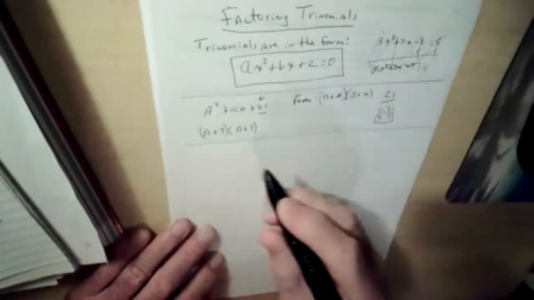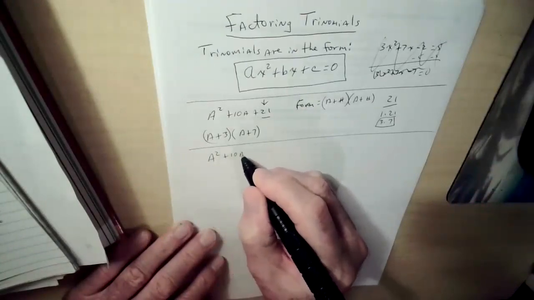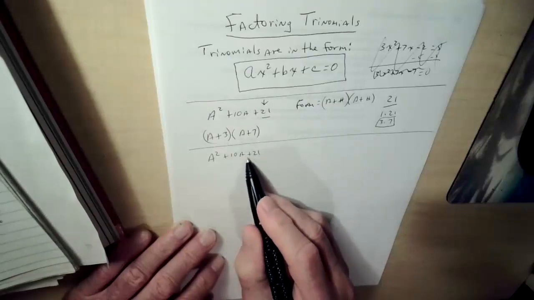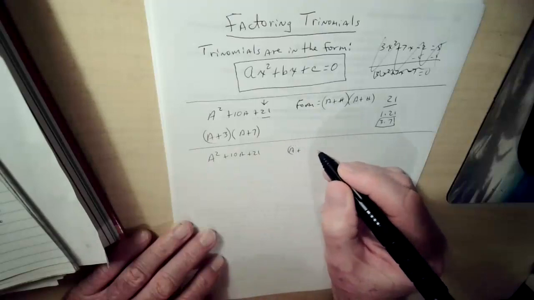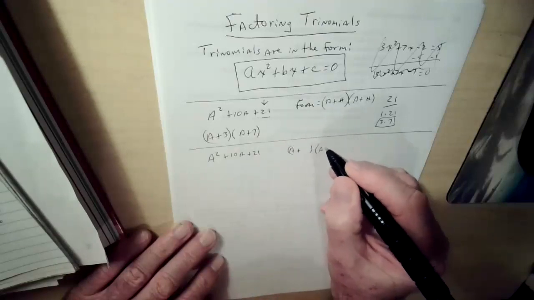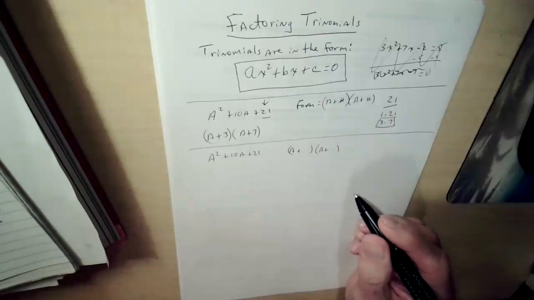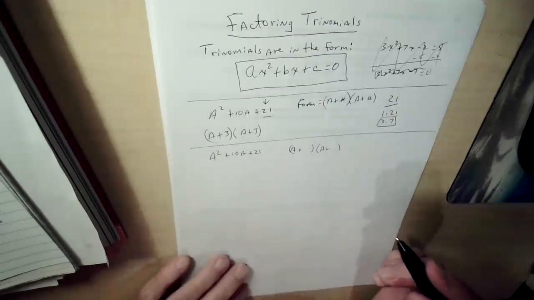Let me do this over again. If we have a squared plus 10a plus 21, everything in here is positive, so it's going to be a plus something and a plus something. Okay, that's the form that the end product is going to be in.